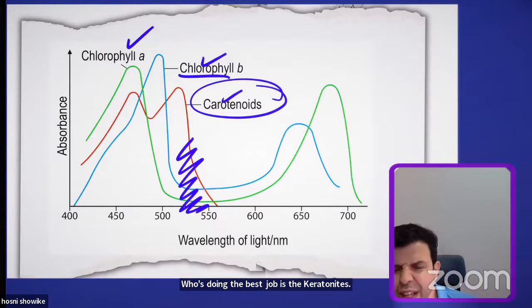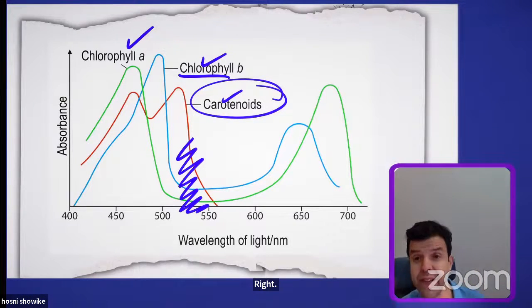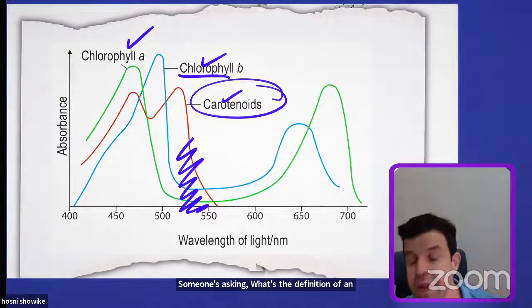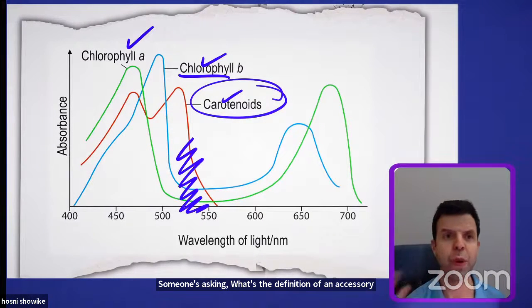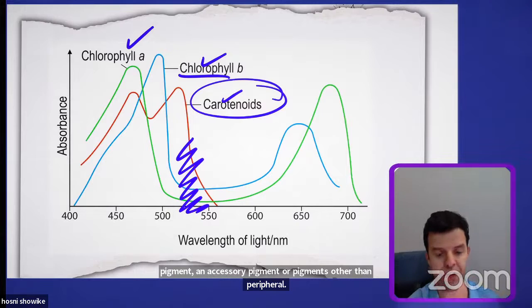Someone's asking, what's the definition of an accessory pigment? An accessory pigment is a pigment other than chlorophyll that is responsible for absorbing different wavelengths of light.